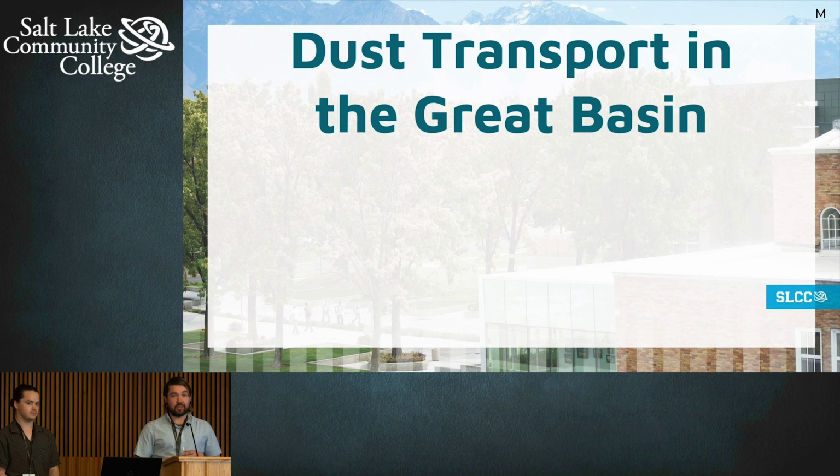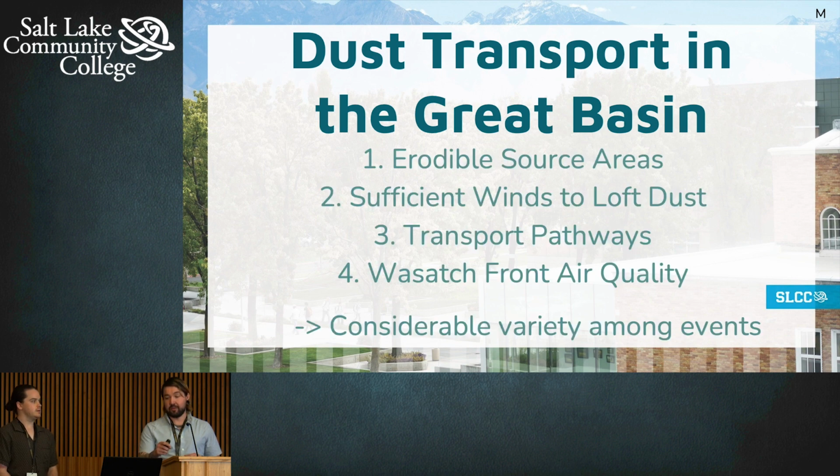So, when we think about dust transportation in the Great Basin, we can break it down into four key elements. The first being erodible source areas. Do we have somewhere where dust can be produced? Is there sufficient winds to loft the dust? And are there transport pathways where the dust can travel for long distances? And this directly affects the Wasatch Front air quality.